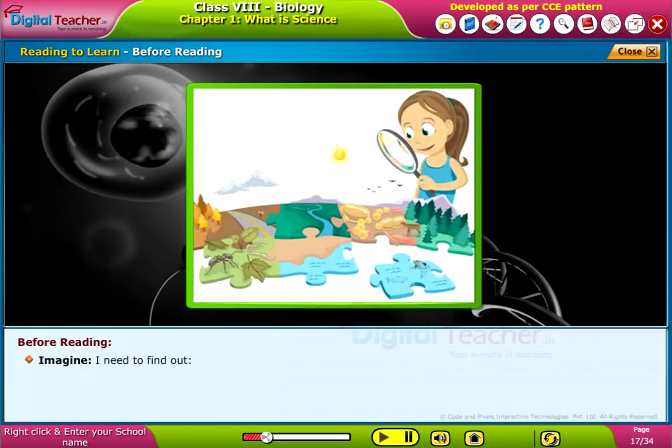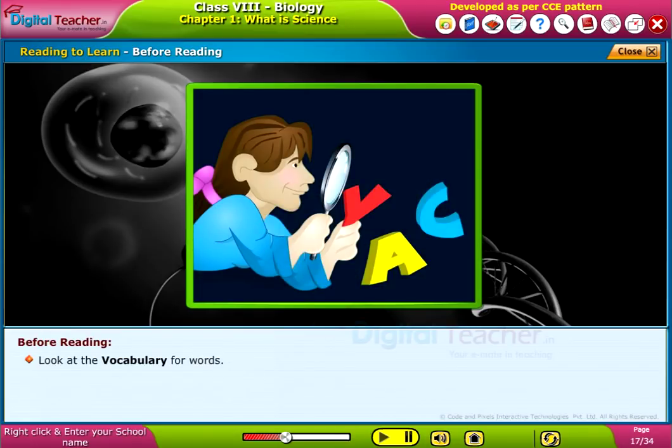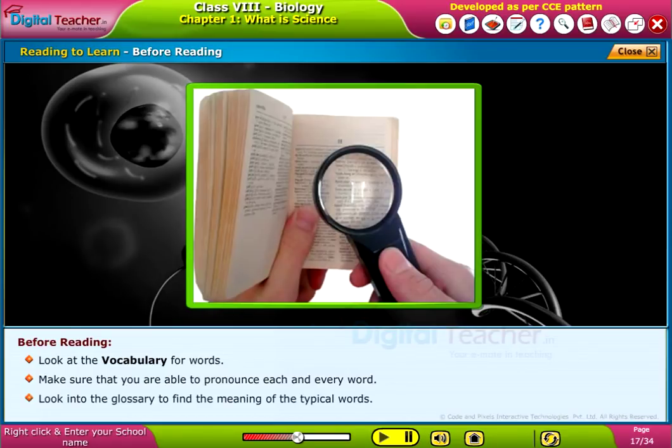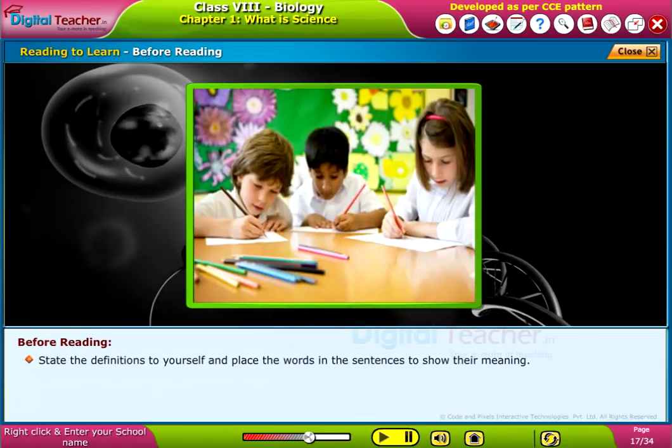Imagine, I need to find out what the parts of an ecosystem are and how these ecosystems are organized. Look at the vocabulary for words. Make sure that you are able to pronounce each and every word. Look into the glossary to find the meaning of the typical words. State the definitions to yourself and place the words in sentences to show their meaning.